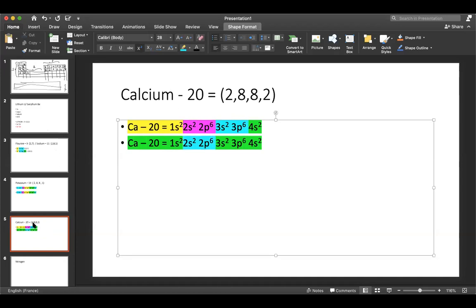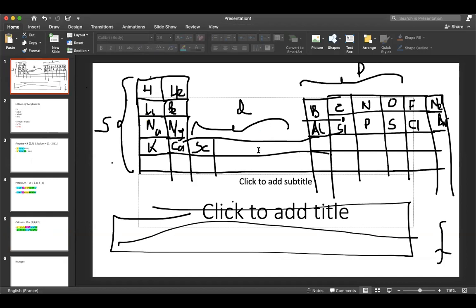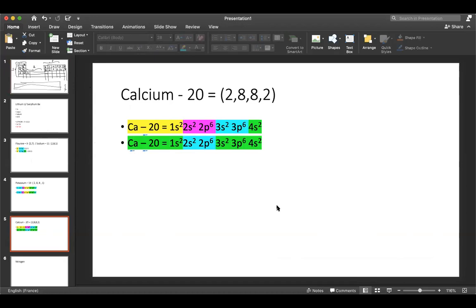Then we're still targeting calcium. So we have 1, 2 for period number 3. That is in the S shell. We're going to have 1, 2. That's magnesium and sodium. That's the 2 we are seeing there.